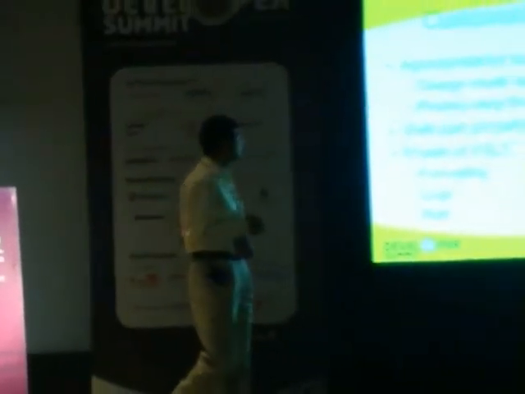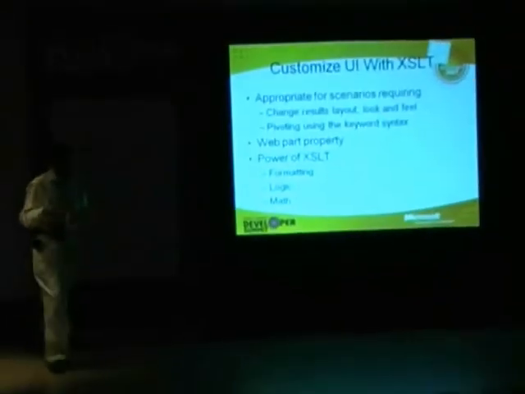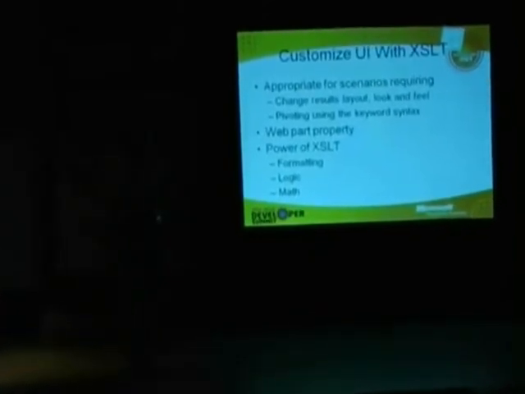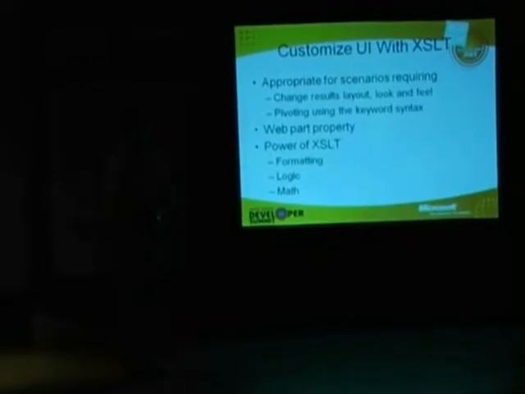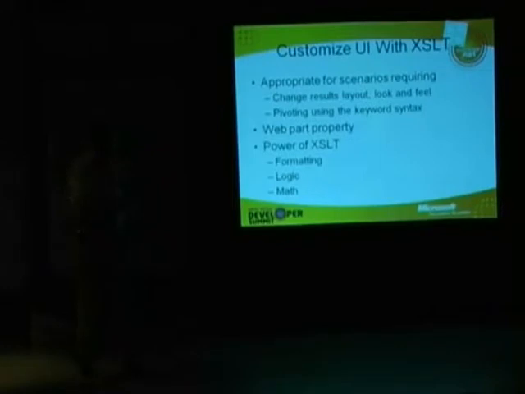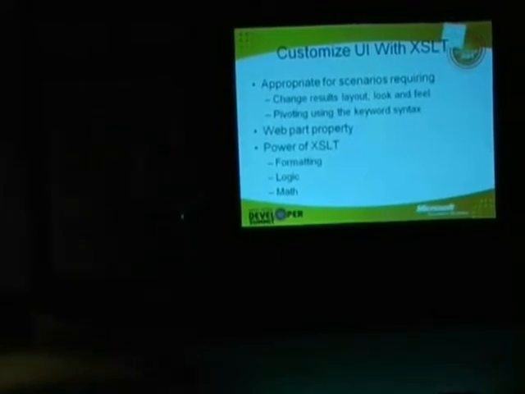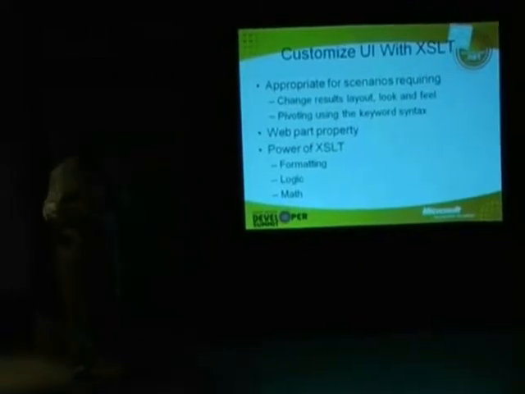Pivoting using keyword syntax essentially means that, for example, I search for a query term called SharePoint, and my search results return a bunch of documents, a bunch of PowerPoint slides, a bunch of PDF documents. So I can pivot my search results by providing the metadata. When I click on the metadata, for example, PDF, all documents from the search results which are PDF documents are returned back to me without the user really typing in the details. We'll see a demo for that shortly.